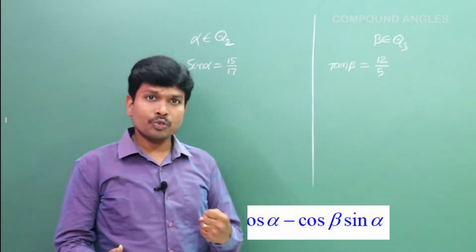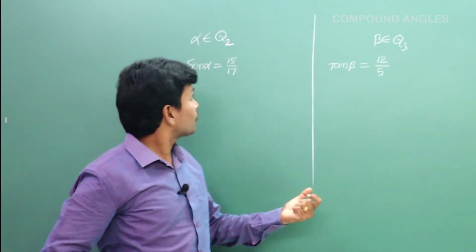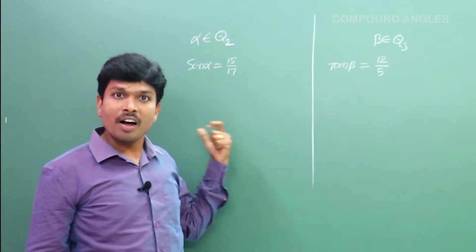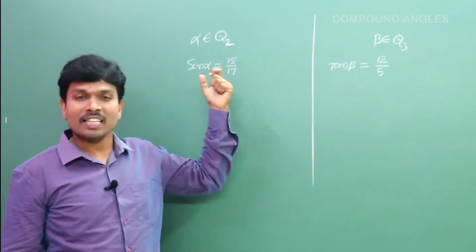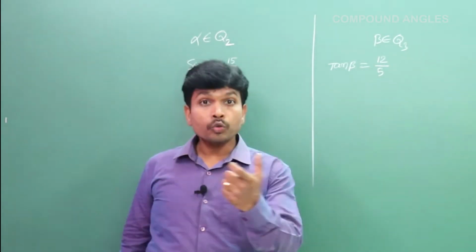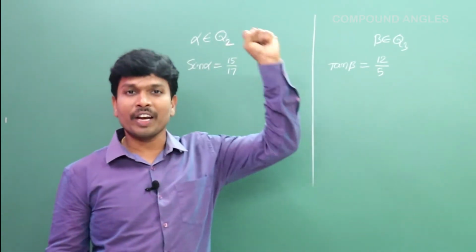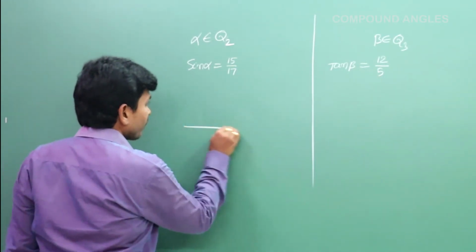Okay. You have to know the values of sin beta. Do you know the sin beta value? Don't know. Cos alpha also you don't know. You have known sin alpha. Okay. So that's why, how to find those values? By using the given information.